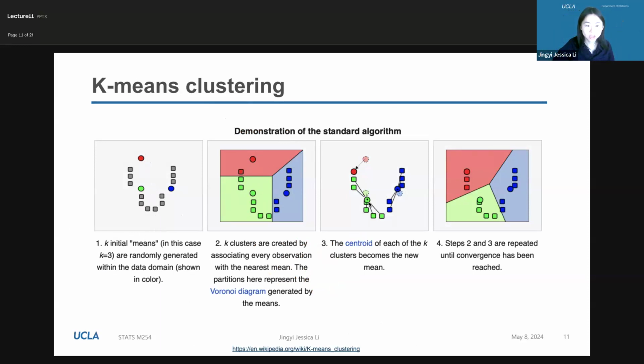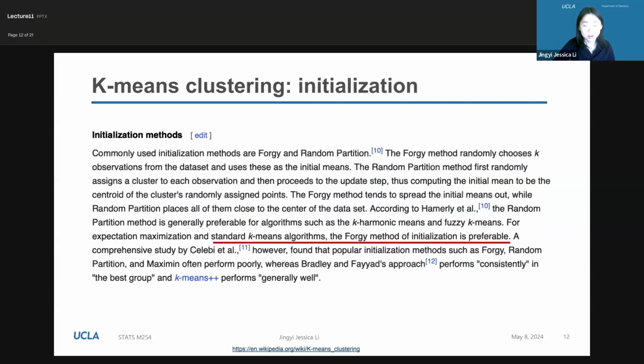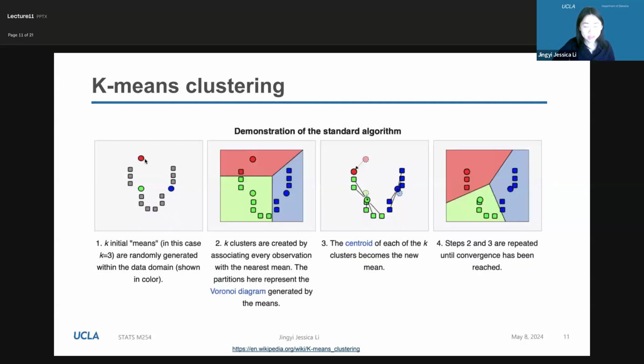Maybe it shouldn't be the one you picked in the beginning, but should move to somewhere else. So you're updating your centroids. And given the update, you redo the assignment. And given the assignment, you recalculate the centroids, and then you redo the assignment until the assignment stabilizes. That's the standard algorithm. But as you can see, initialization is what we need.